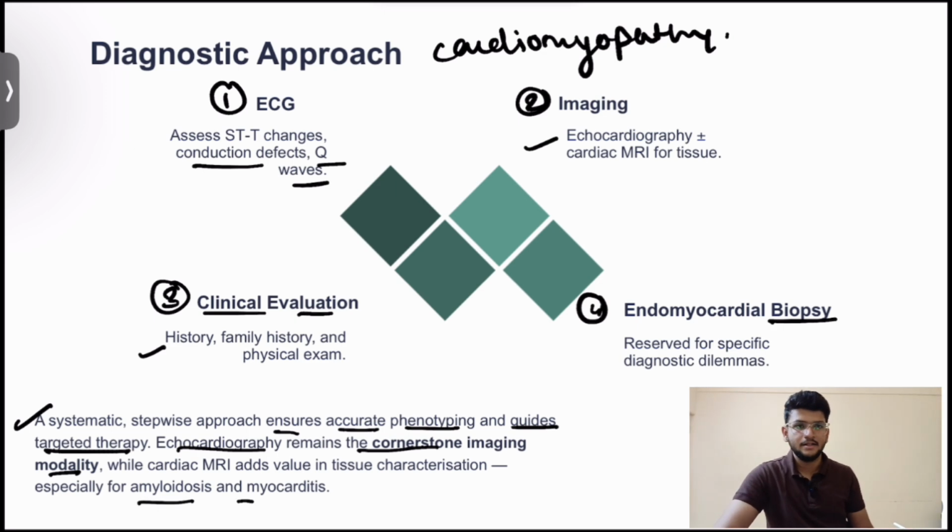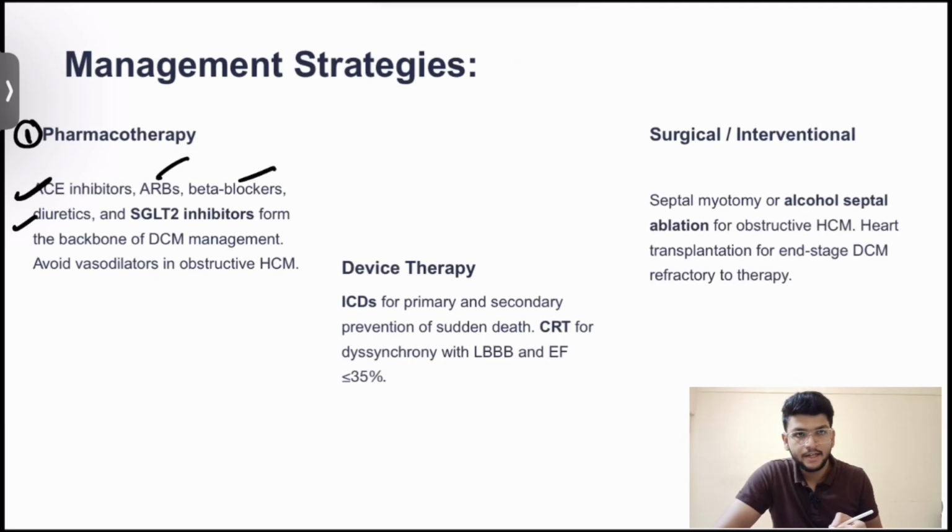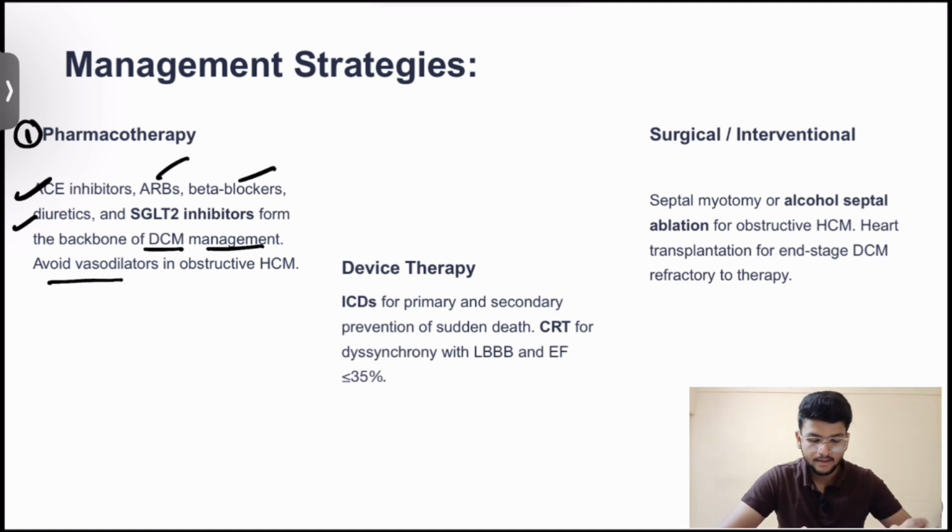The management strategies for cardiomyopathy: first we have pharmacotherapy, like ACE inhibitors like enalapril, ARBs like losartan, beta blockers like propranolol and metoprolol, diuretics like furosemide, and SGLT2 inhibitors, which form the backbone of DCM management. We avoid vasodilators in obstructive hypertrophic cardiomyopathy.